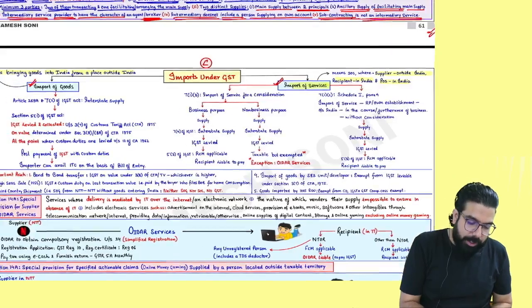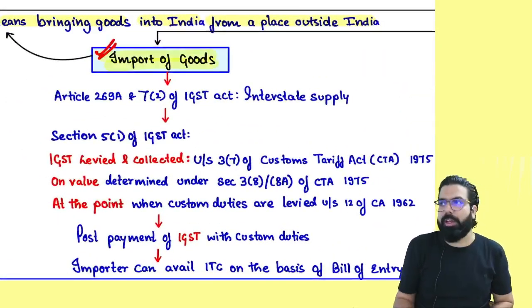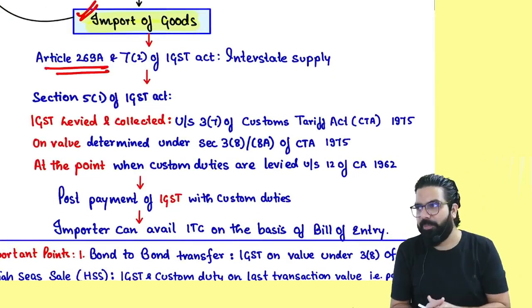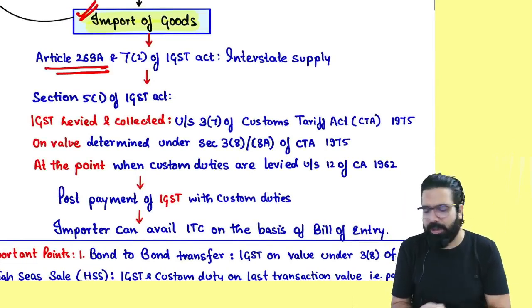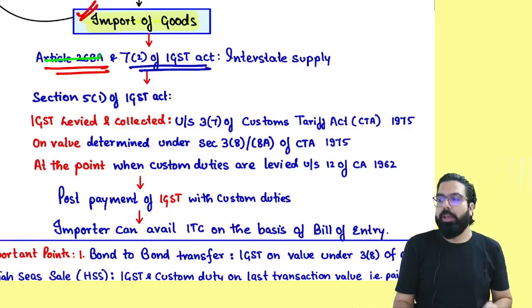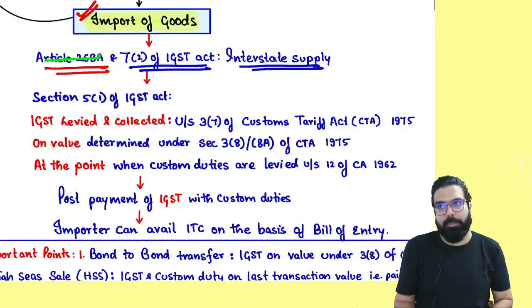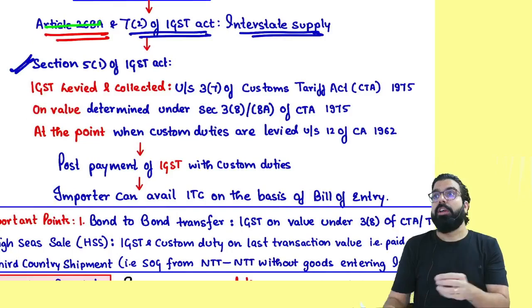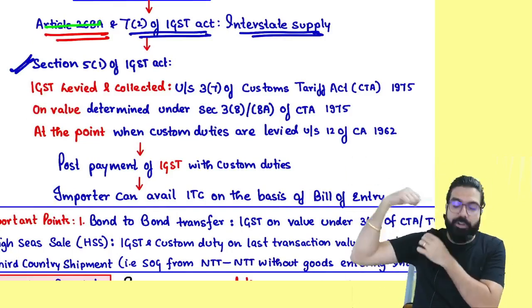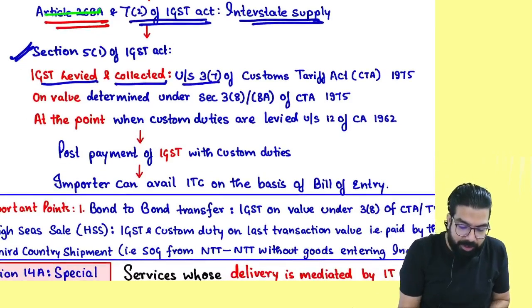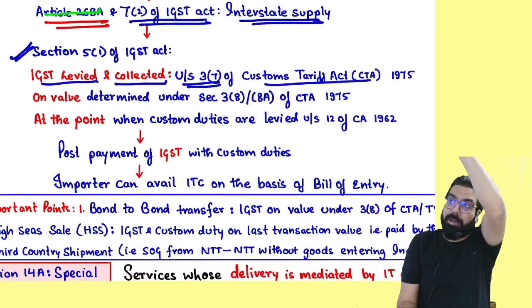Now, sir, importation of goods, always remember one thing. This article number 269A was there earlier in chapter number 1. Now they have anyways deleted chapter number 1. So it's okay. You can also delete it, and you can remember as per section number 7, subsection 2, imports is always interstate supply. But I hope you guys remember, in our charge of GST, it is told that whenever you import goods, the IGST will be levied and collected as per section number 37 of the Custom Tariff Act.